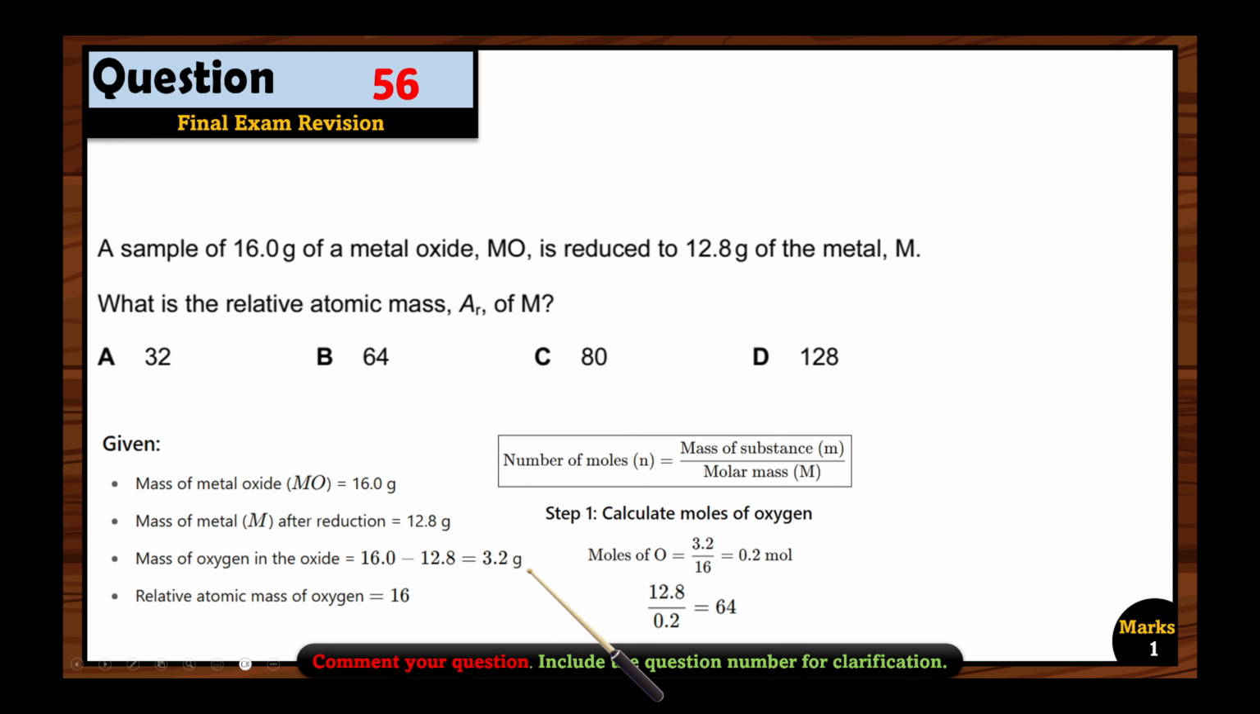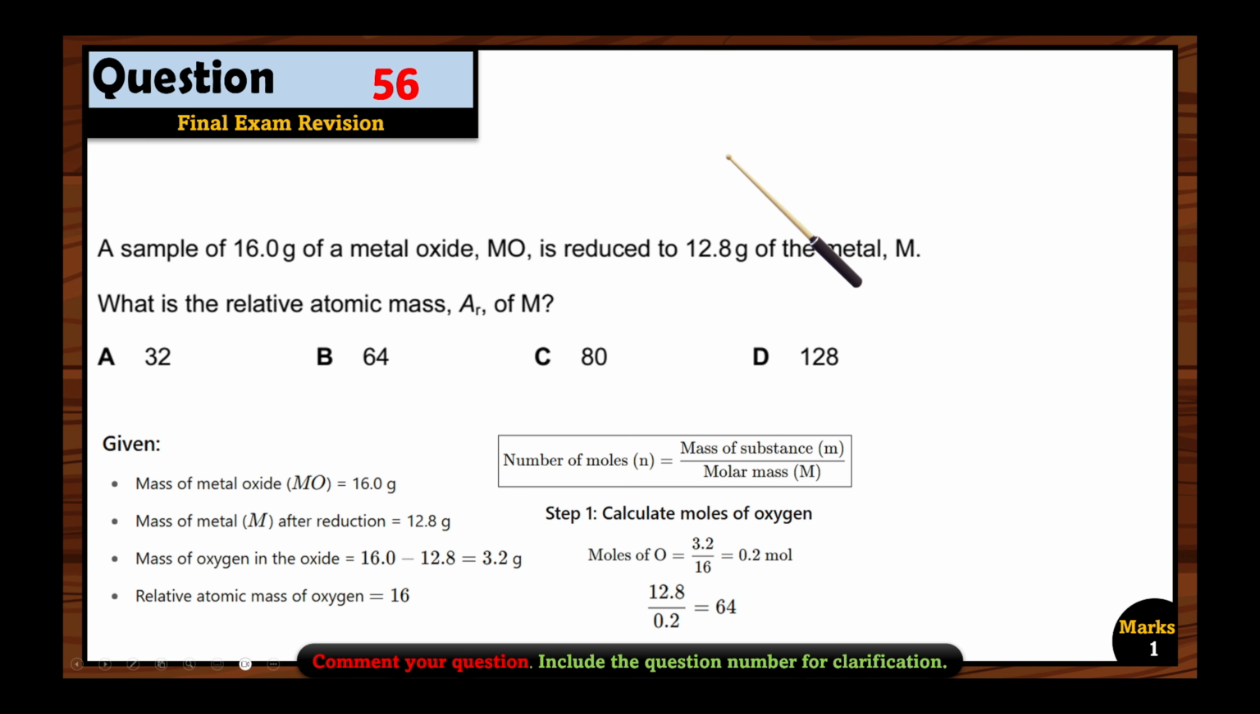Now let's calculate the number of moles of oxygen. How can we find it? The given mass is 3.2, right? And the relative mass of oxygen, because this is only one oxygen, is 16, right? So if you divide, you will get 0.2 mole. So now you already know that 0.2 mole is the mole of oxygen.